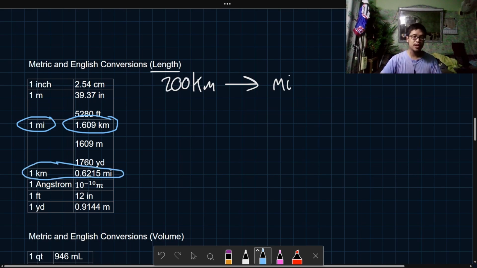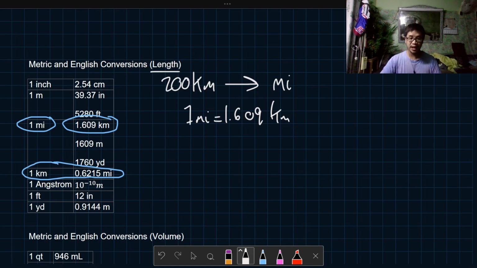1 kilometer is equivalent to 0.6215 miles. So let's try both. First, we try the first one: 1 mile is equivalent to 1.609 kilometers. And of course, we will apply dimensional analysis.